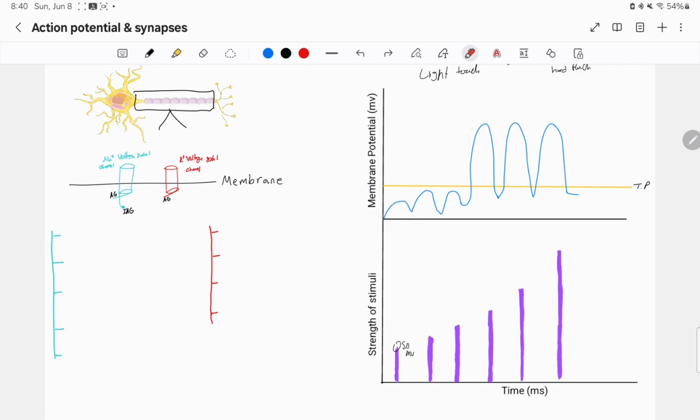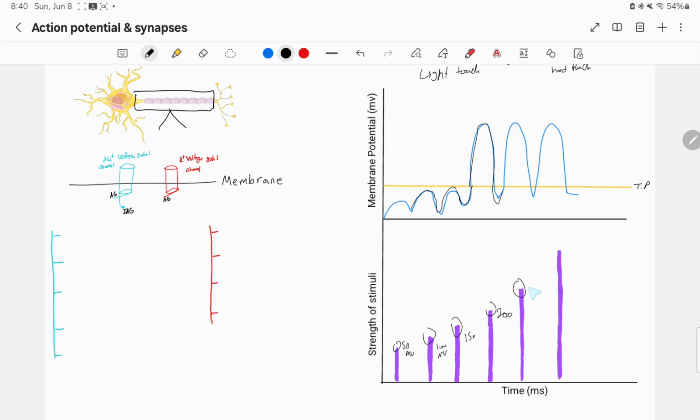Let's say I up the voltage a little bit, and what happens? Let's go to 100. At 100, I get a slightly higher graded potential response. Let's say I go to 150, I get an even slightly higher response. Let's say I go to 200. At 200, what do you notice? I hit the threshold and an action potential occurs. Great. So that's one action potential.